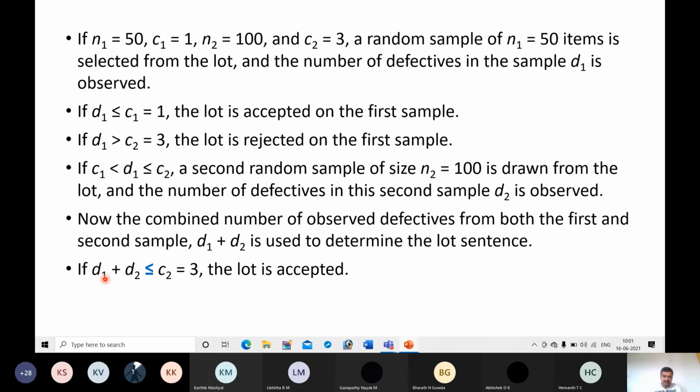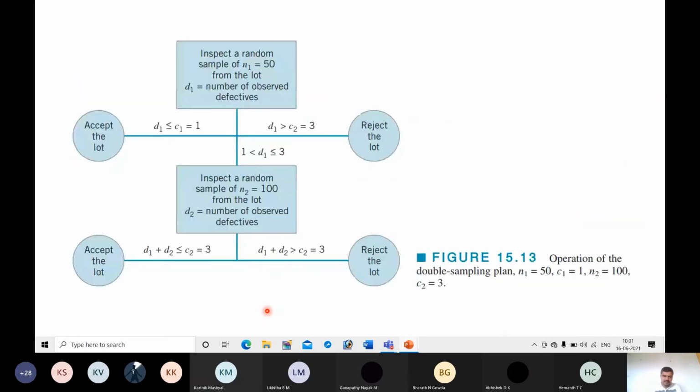Suppose D1 is 3 and D2 is 0, then also you can accept the lot. If D1 is 2 and D2 is 1, then also you can accept the lot. Suppose D1 plus D2 is greater than 3, then you should reject the lot. So this is the procedure, this is how we are going to perform the double sampling plan. Inspect a random sample of n1, in this case 50, from the lot, then observe the number of defectives. Based on this, there are 3 possibilities.